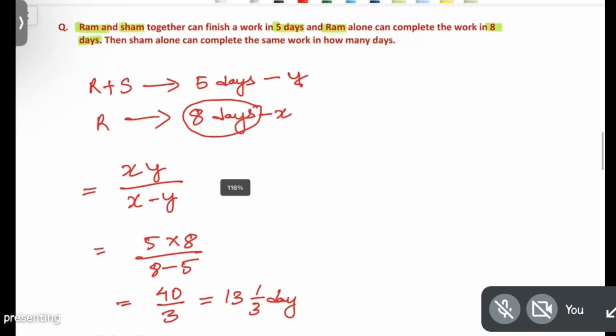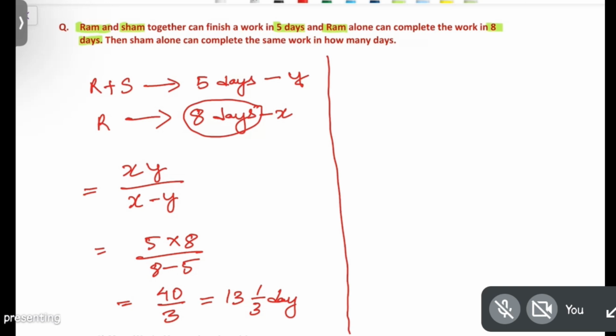Now I'll go by the basic approach. The basic approach is this: the 1 day work of R and S together is the reciprocal of this one, 1 by 5. And the 1 day work of R alone is how much? R alone is 1 by 8.